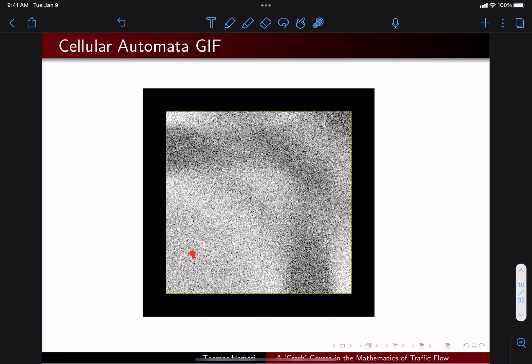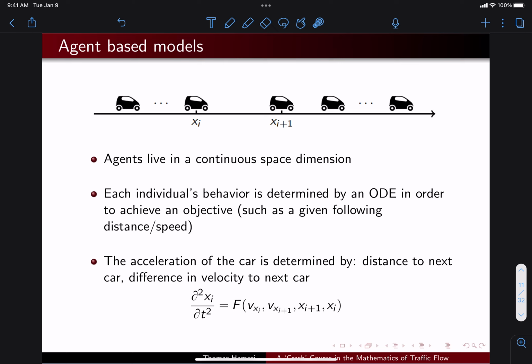Okay, so the next model is the agent-based model. So rather than saying, okay, I'm going to say there's various grid spots, and the grid spots are either filled or they're not filled, and then we move according to some kind of rule, we can just say, well, I'm just going to have a playground, and I'm going to have various different agents hanging out in the playground who are going to behave according to what they want to do.